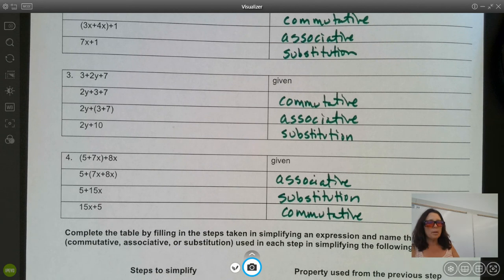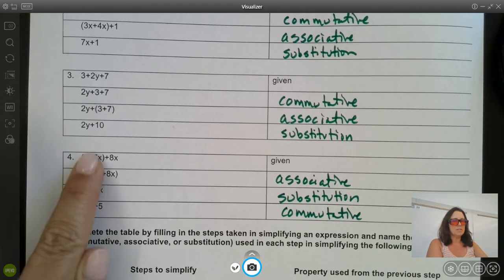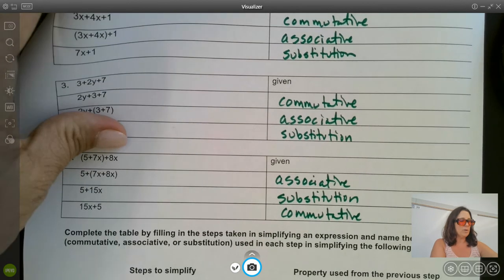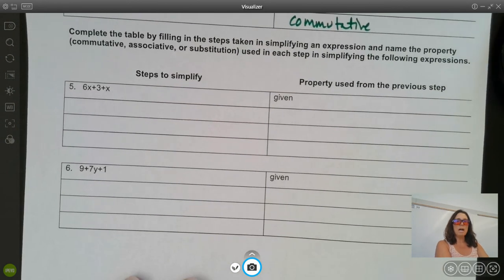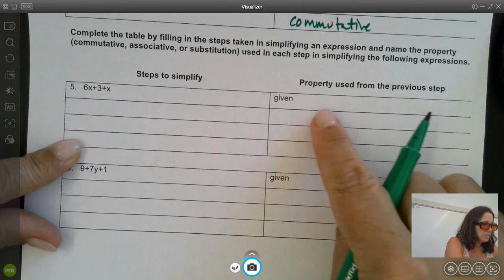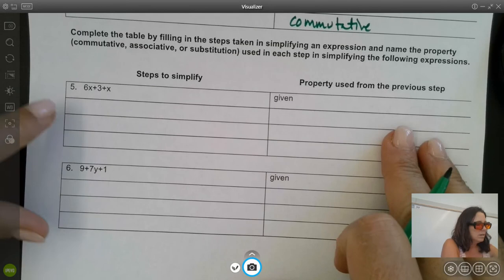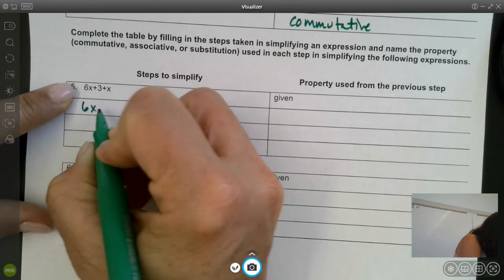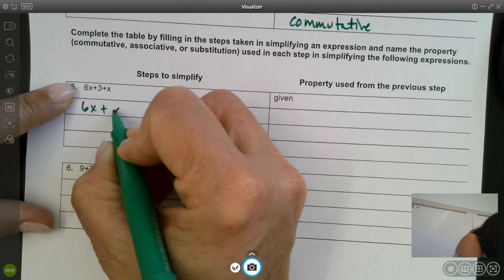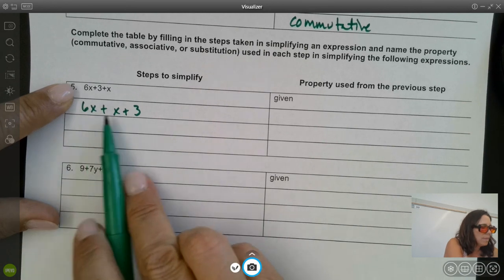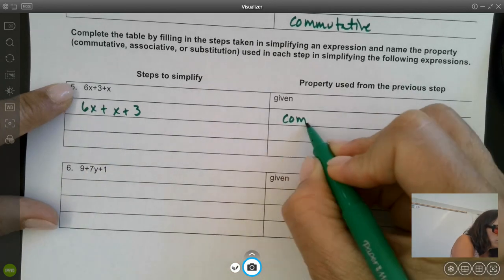Okay, so that's a proof if you're given the steps and you just need to come up with the justification, the reason, the property. Okay, now let's do a couple where you have to do the entire thing. Okay, so we have to do some steps here, and then we have to come up with the reasons. Okay, so my first thing I'm going to do is I'm going to commute the x and the 3. Couldn't I also commute the 6x and the 3? I want the x's by each other. So this was commutative.